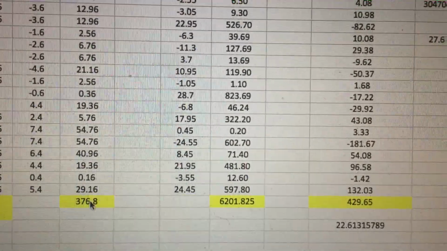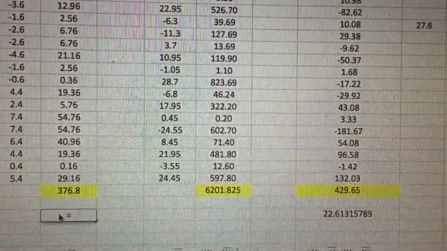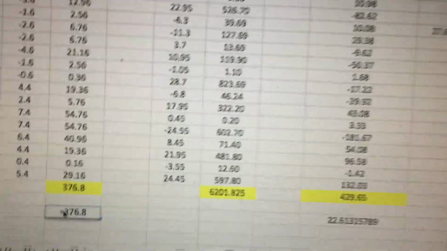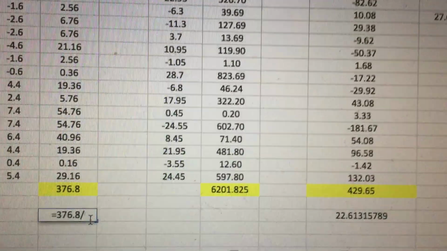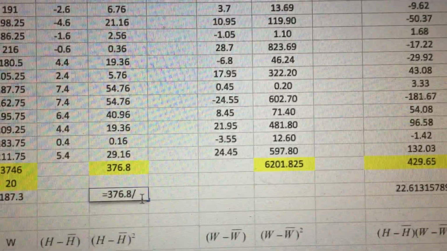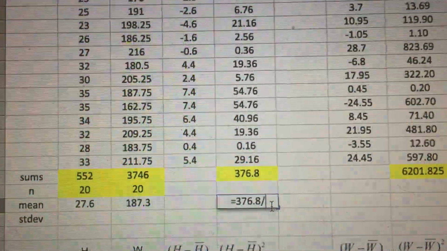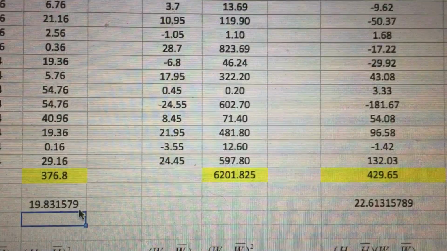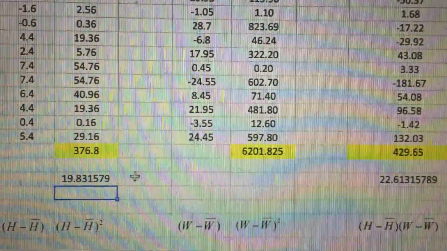We got 376.8. Now, to find the variance, I would take 376.8, and I'm going to divide it according to the formula by n minus 1. So what is n? N is the count. What is the count? 20. 20 minus 1 is 19. So I'm going to divide it by 19. And the answer is 19.831.